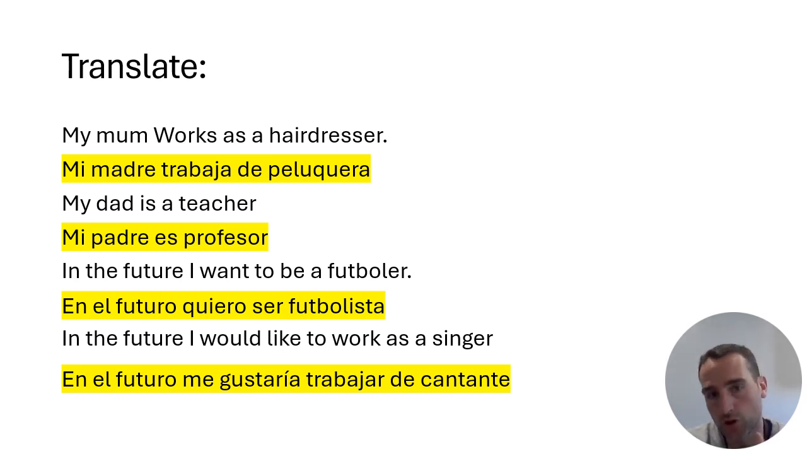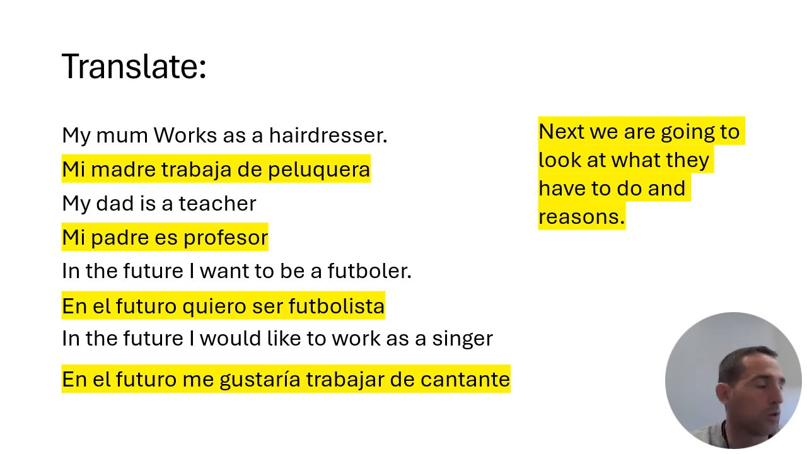And this is like the most basic. But remember, if they ask you in a writing to write about what your parents do in a job or what you would like to be, you need to write 3 ideas, ideally. Okay, so we are going to look at how we can do that.